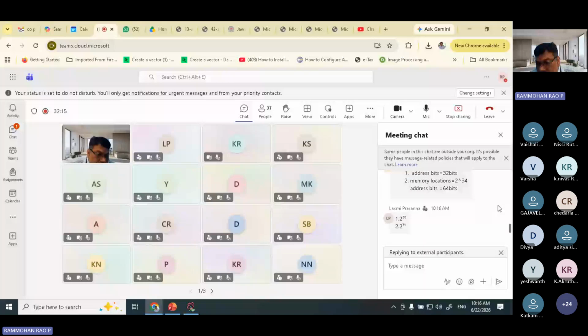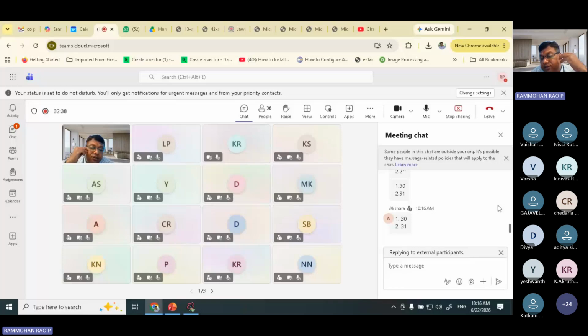See, the answer can't be 2 power 30. The answer will be like 30, 31, 32, like that. 2 power 30, 2 power 31, means 30 and 31 is the answer, Lakshmi Prasanna. Number of binary digits, number of bits are 30 bits, 31 bits. Akshara also says the answer is 30 and 31. Okay, we will check.